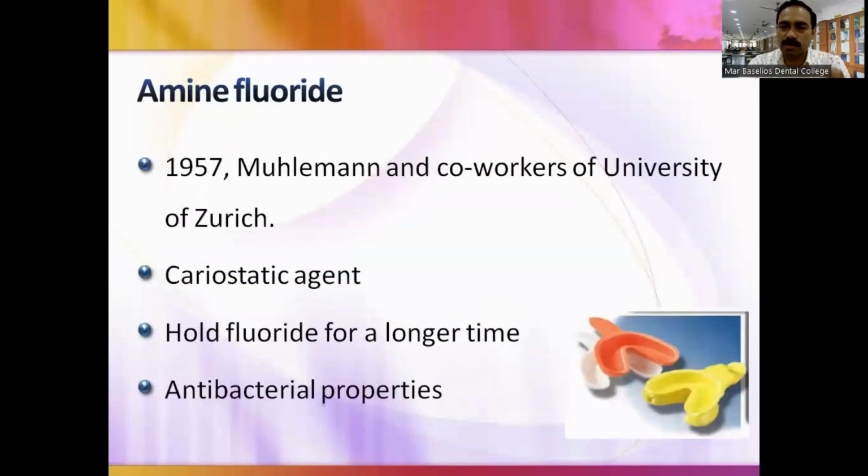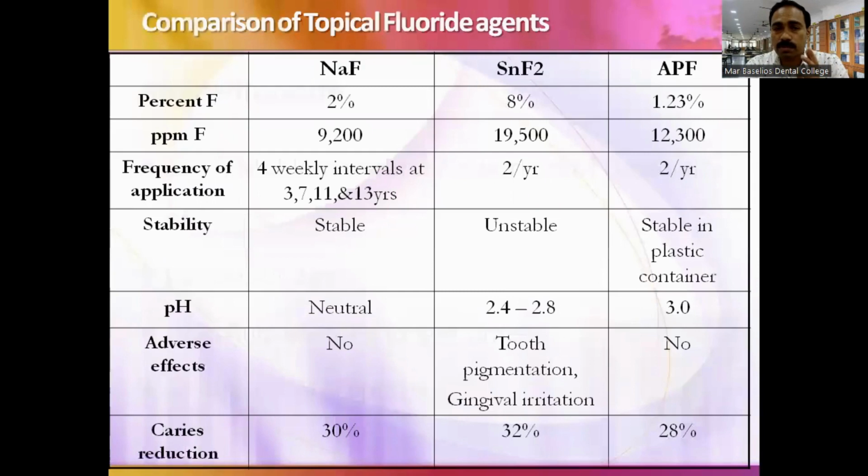Now there is one more which I wanted to mention, that is amine fluoride. Amine fluoride was found by Mühlemann and co-workers at the University of Zurich in the year 1957, and this is a cariostatic agent, but it holds fluoride for a longer time. That's the advantage, and it also has antibacterial properties. But mainly we concentrate on 3 main topical fluoride compounds, which I have compared in a table which you can see: sodium fluoride, stannous fluoride and APF.